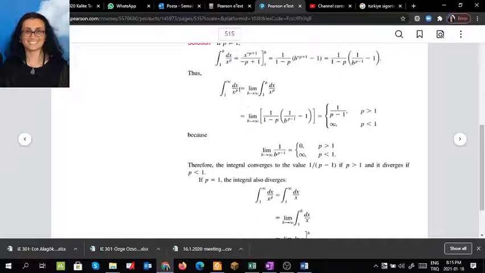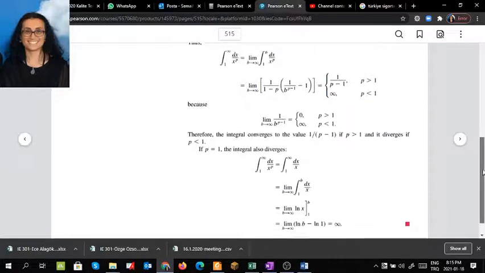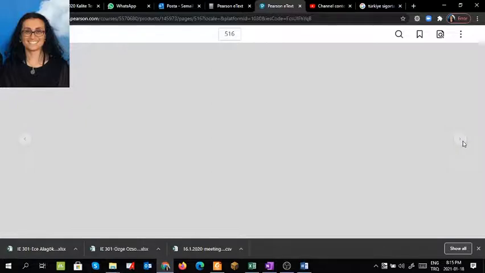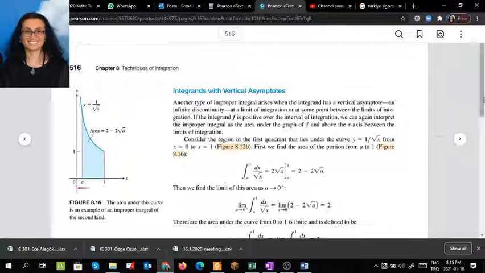So the integral from 1 to infinity of dx over x to the p depends on p. If p is greater than 1, it's going to take a finite value. If p is less than 1, then it's going to take an infinite value. That's what we can say about this integral. So p being less than 1 is not good. p being greater than 1 is good for such integrals. This is important, as I said.